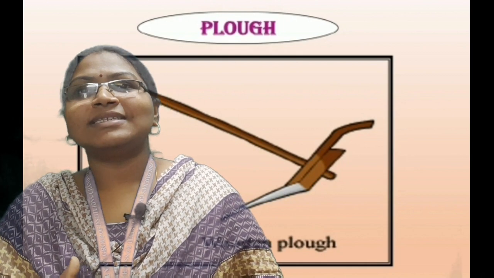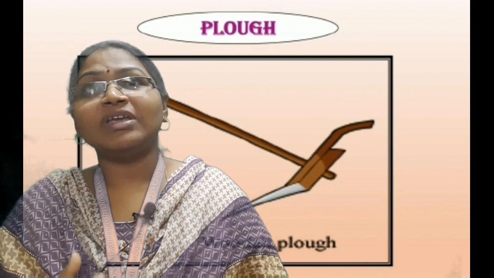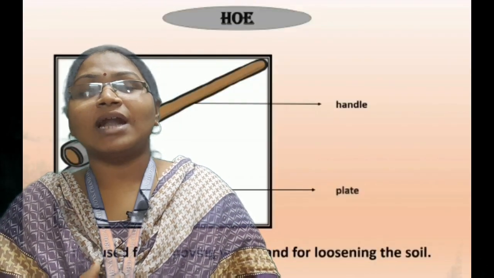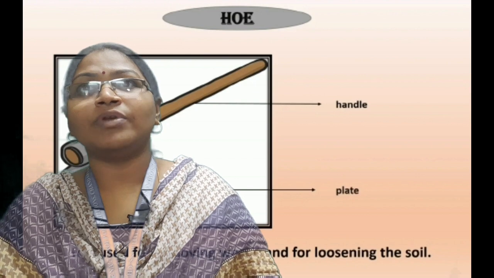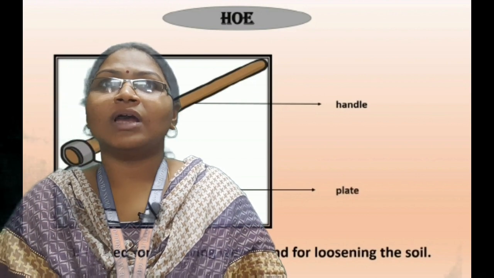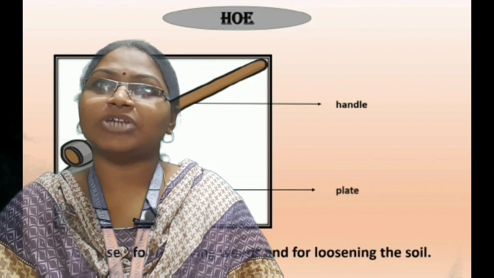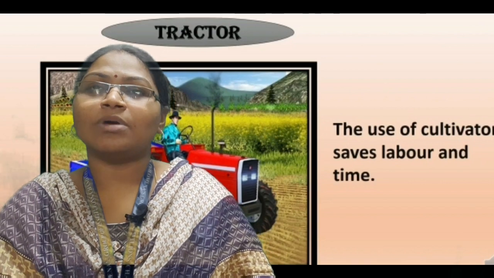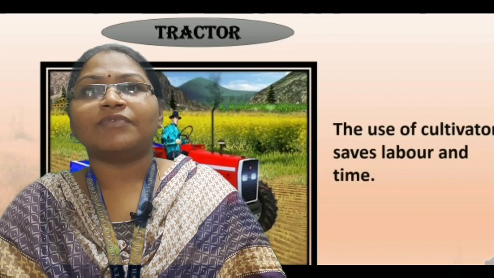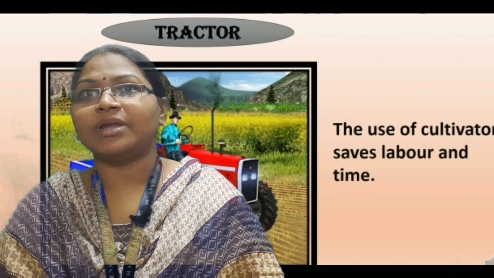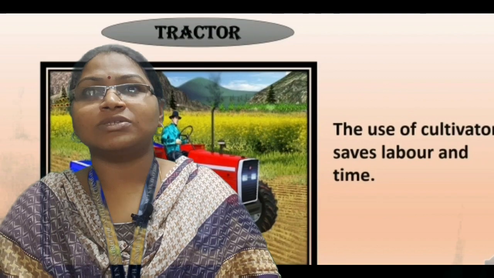So, hoe is a simple tool which is used for removing weeds. Weeds are nothing but undesirable plants. To remove those undesirable plants we can use a hoe, and also for loosening the soil. Then, cultivator. Cultivator is nothing but a tractor. By using the cultivator, the farmer can save time and labor, and finally can save money. So, these are the agriculture implements used to prepare the soil before the cultivation time.